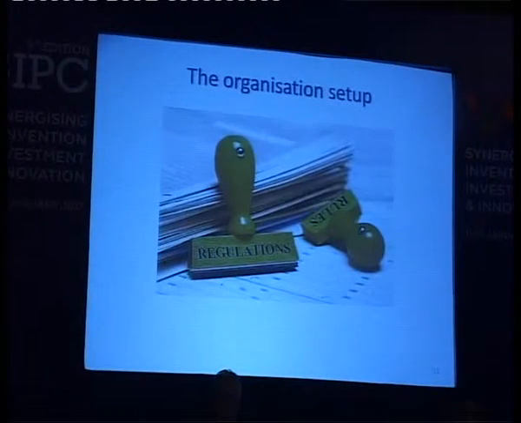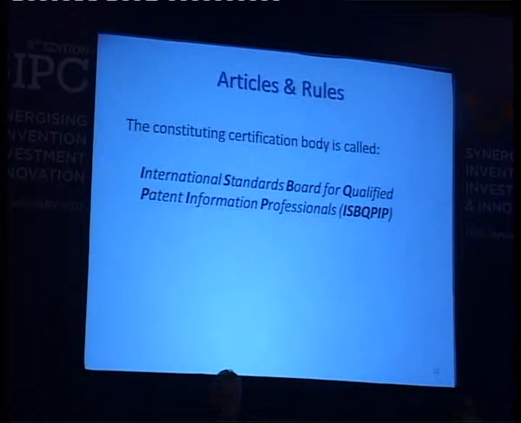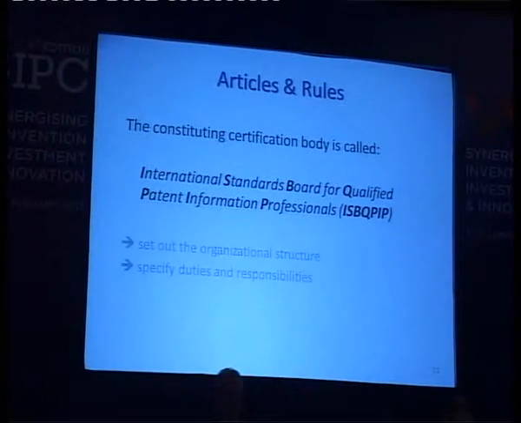More or less, what has been provided yet is the following. There will be a certification body, and you don't have to remember the name, but the name for somebody who is a qualified patent information professional will be a QPIP, and so this will be the International Standards Board for the QPIPs. There, an organizational structure is set out, and the duties and responsibilities are specified for the body and all the committees that fall under that.